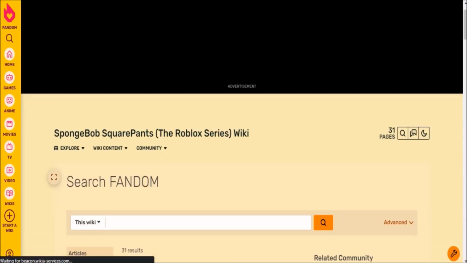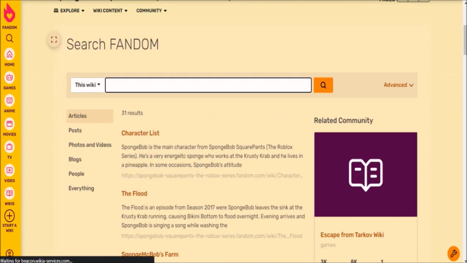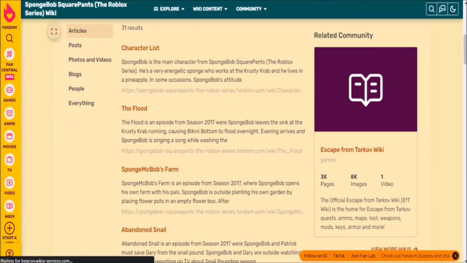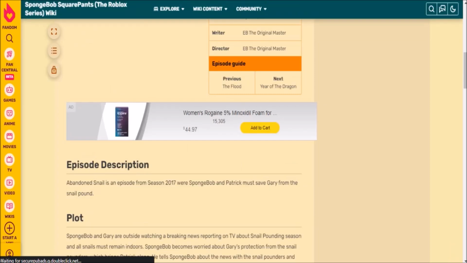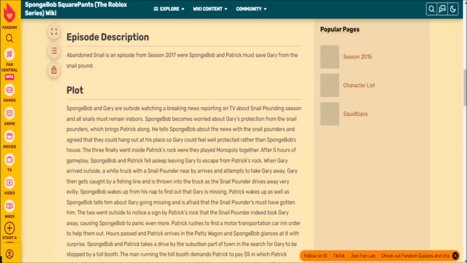Alright, so next is Abandoned Snail. Abandoned Snail is an episode from season 2017 where SpongeBob and Patrick must save Gary from the snail pound. So the plot: SpongeBob and Gary are outside watching a breaking news report on TV about snail pounding season, and all snails must remain indoors.